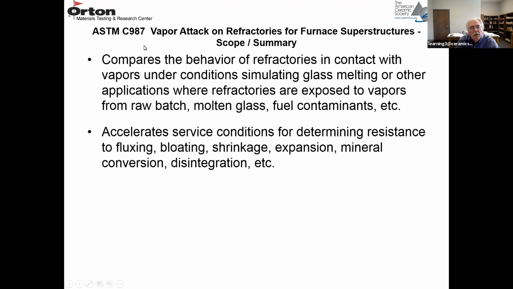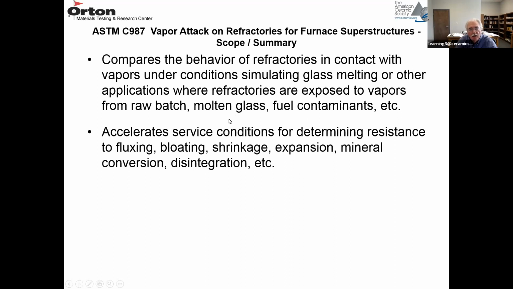The other test I wanted to talk about in this session was ASTM C987, and this is vapor attack in a furnace superstructure. So this would be vapor attack on a silica refractory in a glass tank furnace. It compares the behavior of refractories in contact conditions, simulating glass melting, or any other application where a refractory can be exposed to some type of vapor from a raw batch, from molten glass, from fuel contamination. But it's primarily set up as a silica refractory.